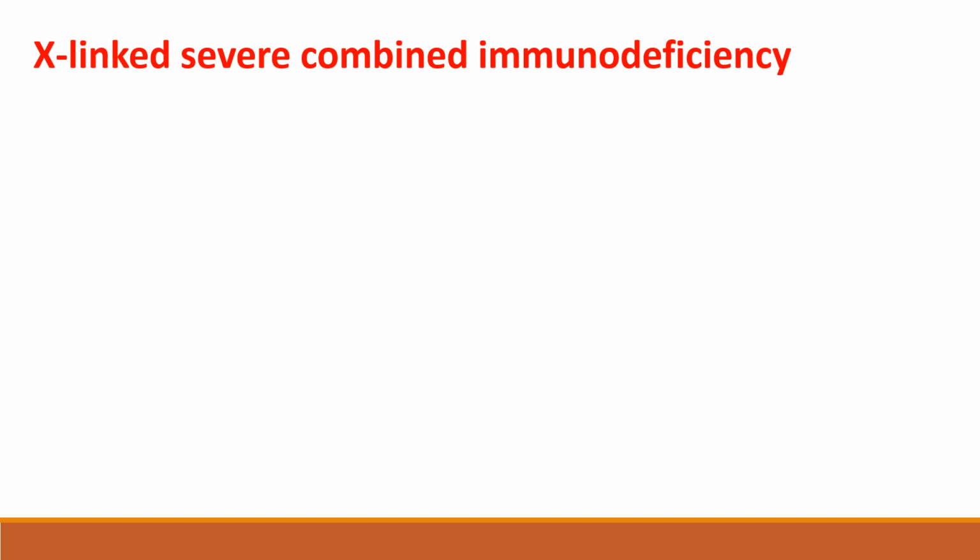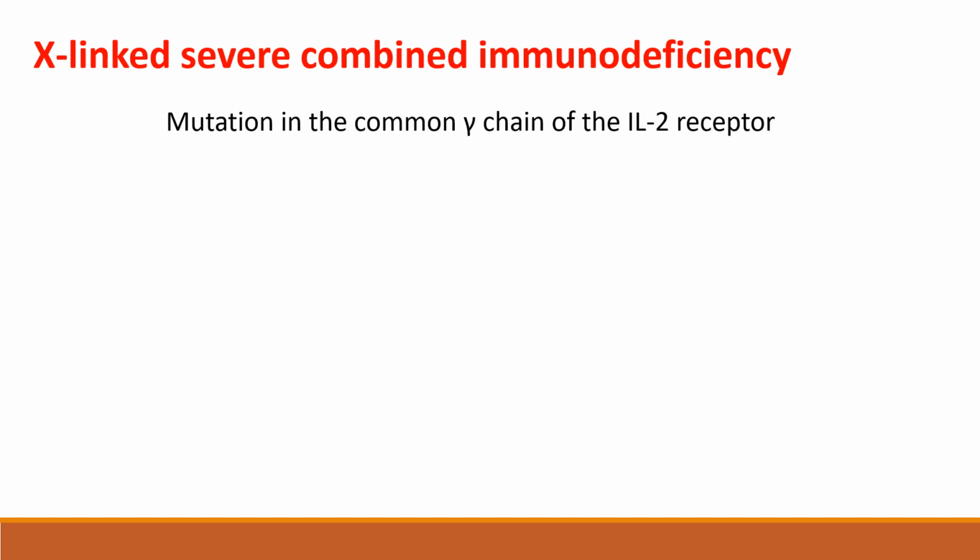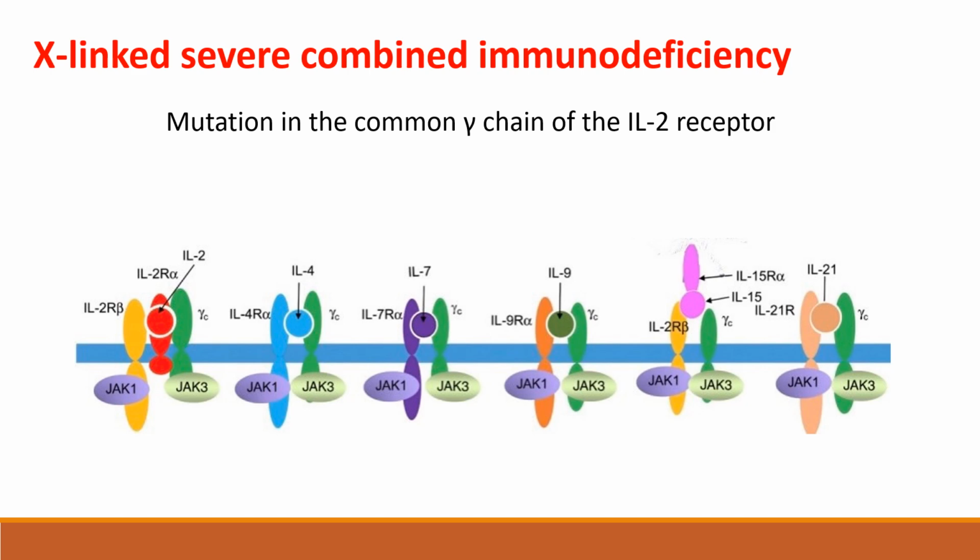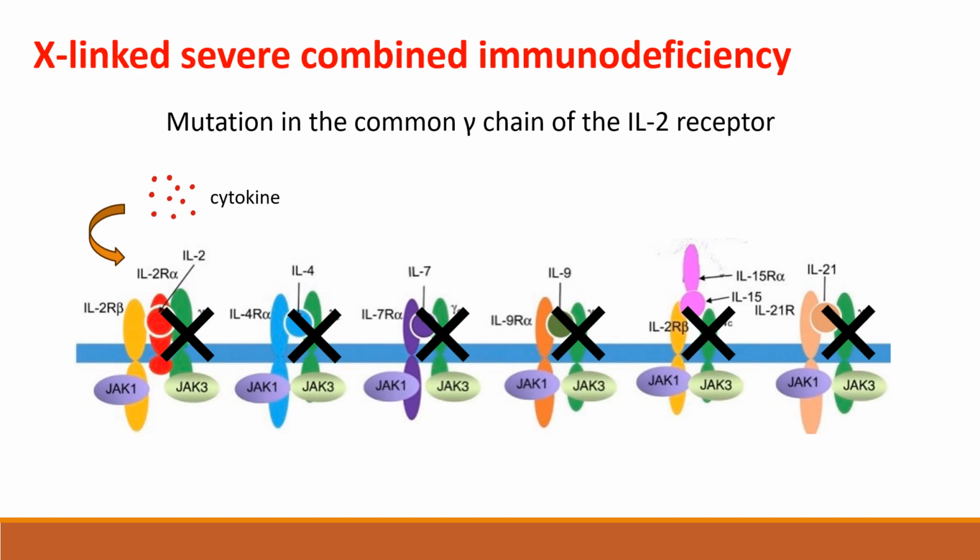First, let us discuss X-linked severe combined immunodeficiency. This disease is caused by mutations in the common gamma chain of the interleukin-2 receptor. The common gamma chain is present in interleukin 2, 4, 7, 9, 15, and 21, and is responsible for intercellular signal transduction by receiving cytokines. However, when these gamma chains are mutated, they are unable to receive cytokines and thus cannot properly carry out intercellular signal transduction.